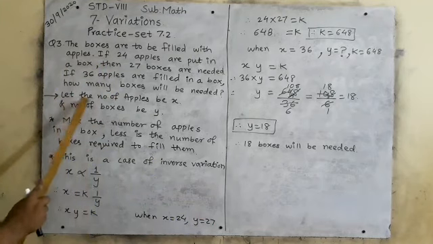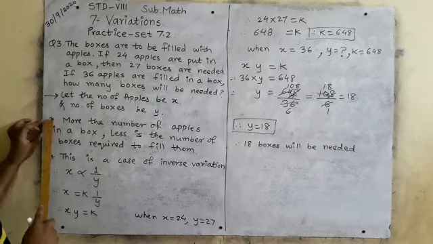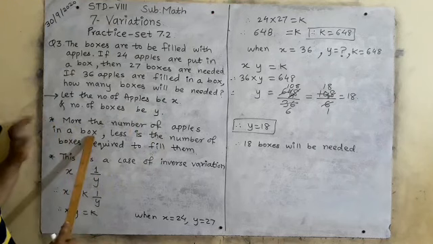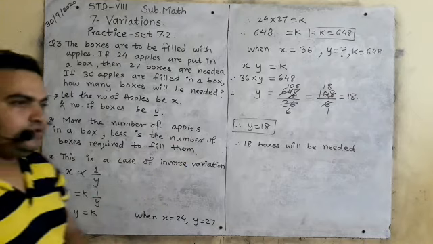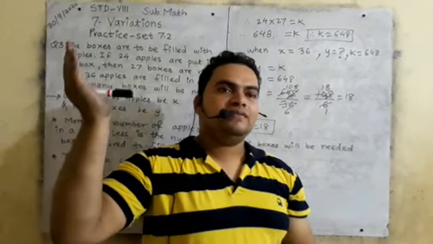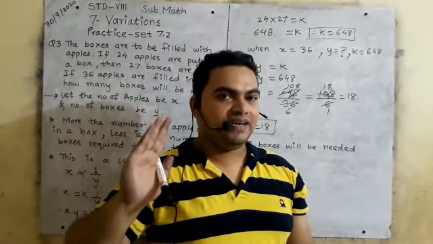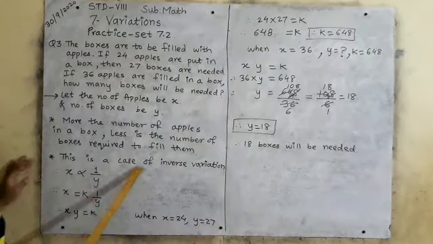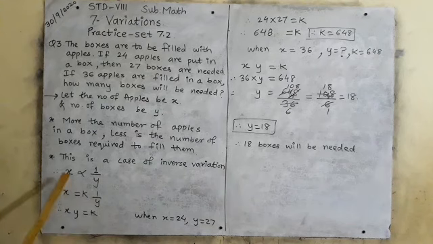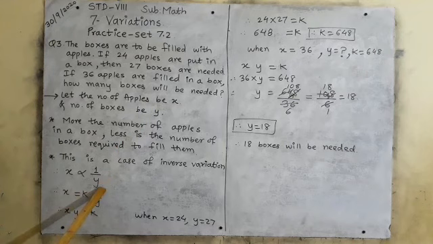Look here. Let the number of apples be x and the number of boxes be y. See the note: the more the number of apples in a box, the less the number of boxes required to fill them. Understood? If you increase the number of apples, fewer boxes will be required. So it is an inverse variation example. I have written this is a case of inverse variation. Now we have to write x is inversely proportional to y.